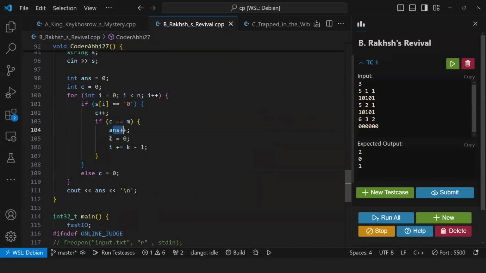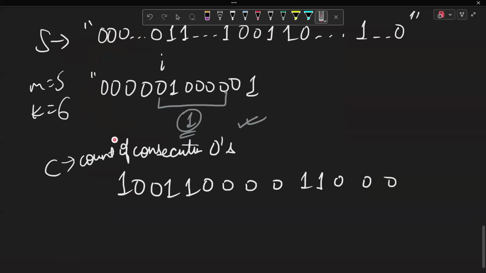Yes, we are applying an operation. Let's say at this ith index, I have m consecutive zeros. Then from this ith index up till the I plus k minus 1th index, all of them would change to 1, because these k consecutive indices would be in one operation. So instead of changing them, we can just ignore them and move to the next index for our checking. Changing the string was not required, only updating the answer was required.